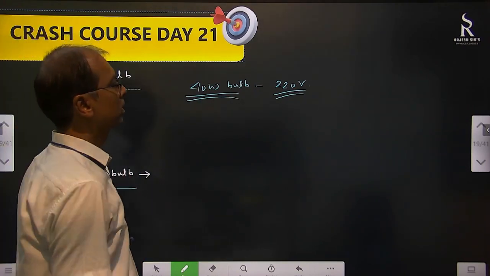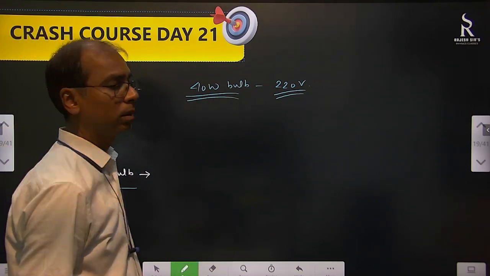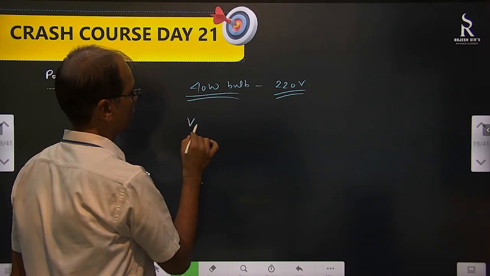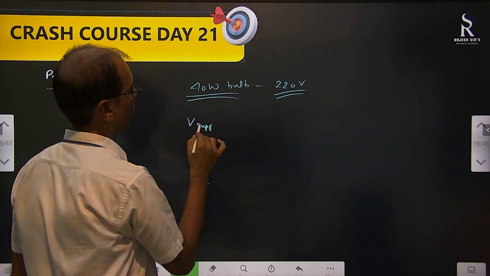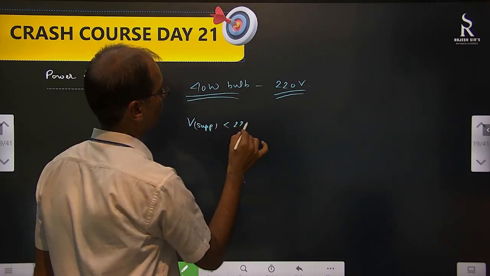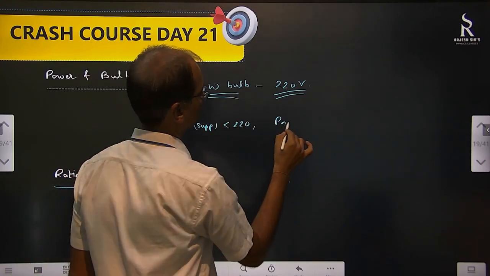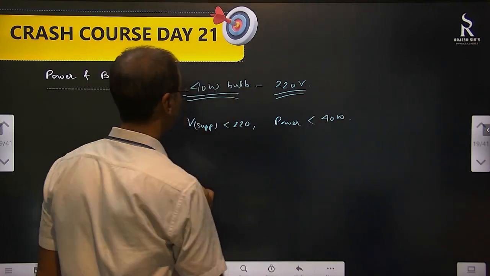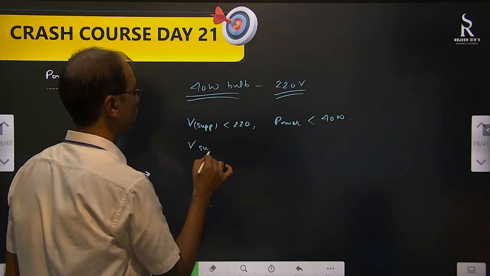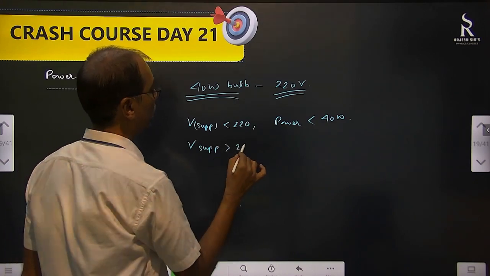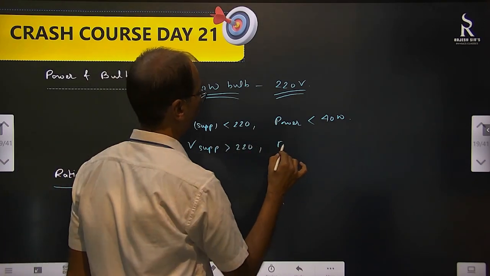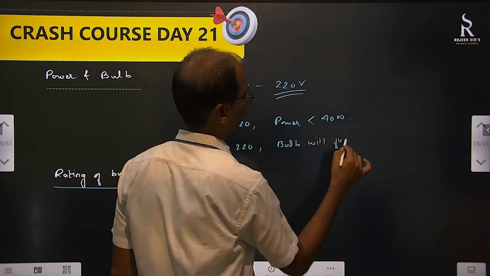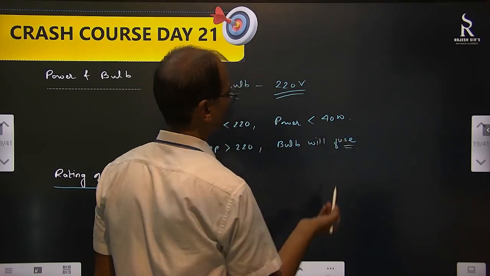If the supply at your home is less than 220, then it will give you less power. If V supply is less than 220, then power also will be less than 40 watt. If it is more than 220, then what will happen? The bulb will fuse. The bulb will fuse because the maximum itself is 40 watts.